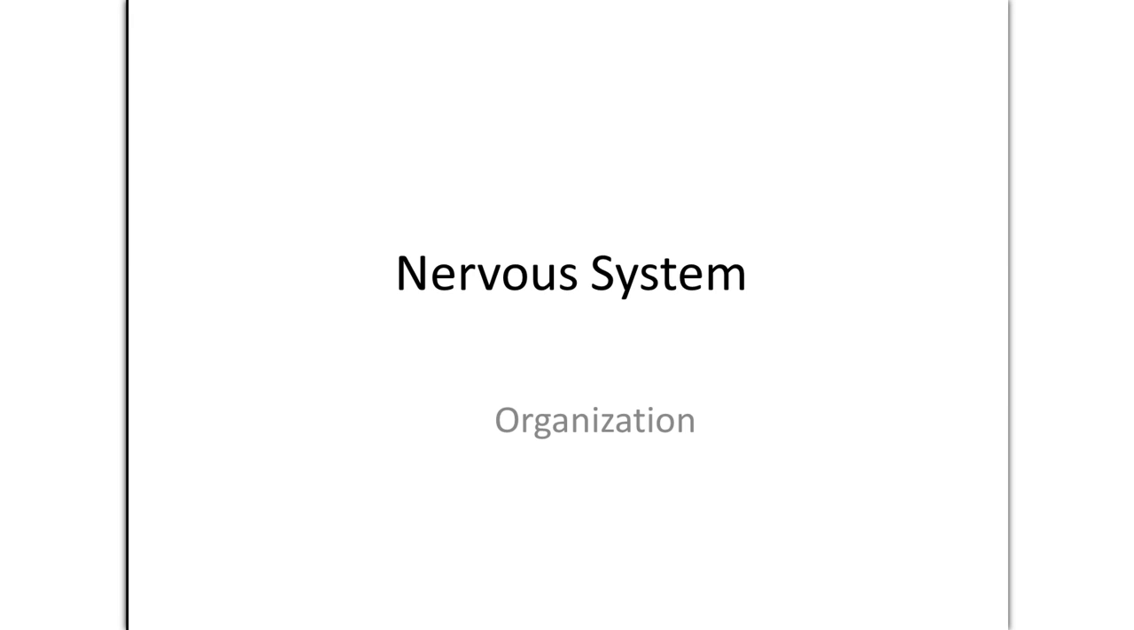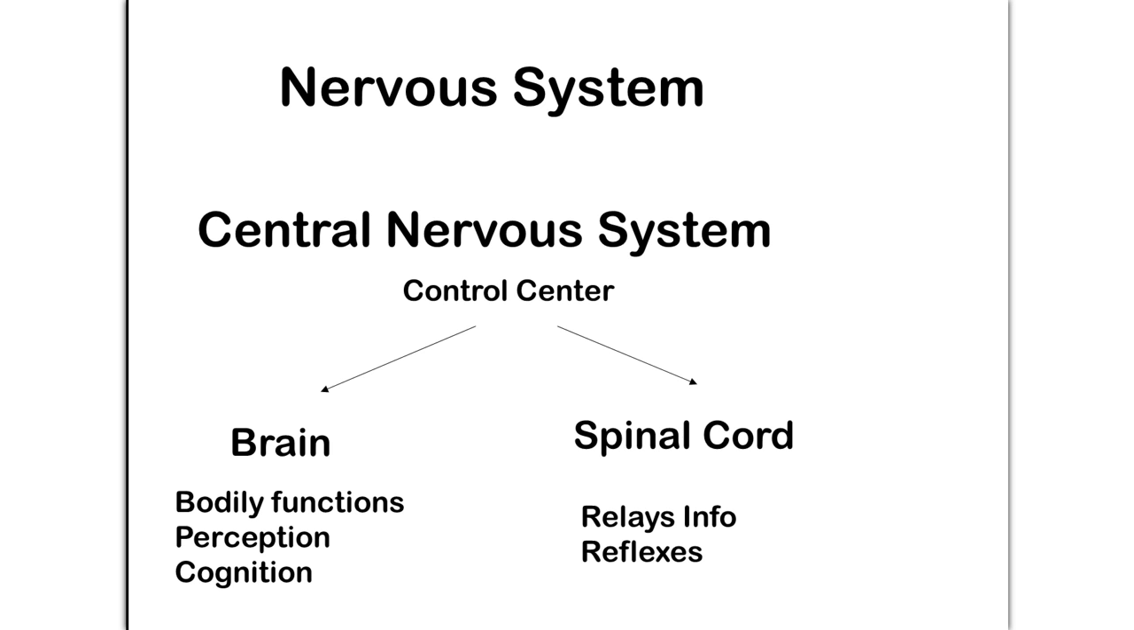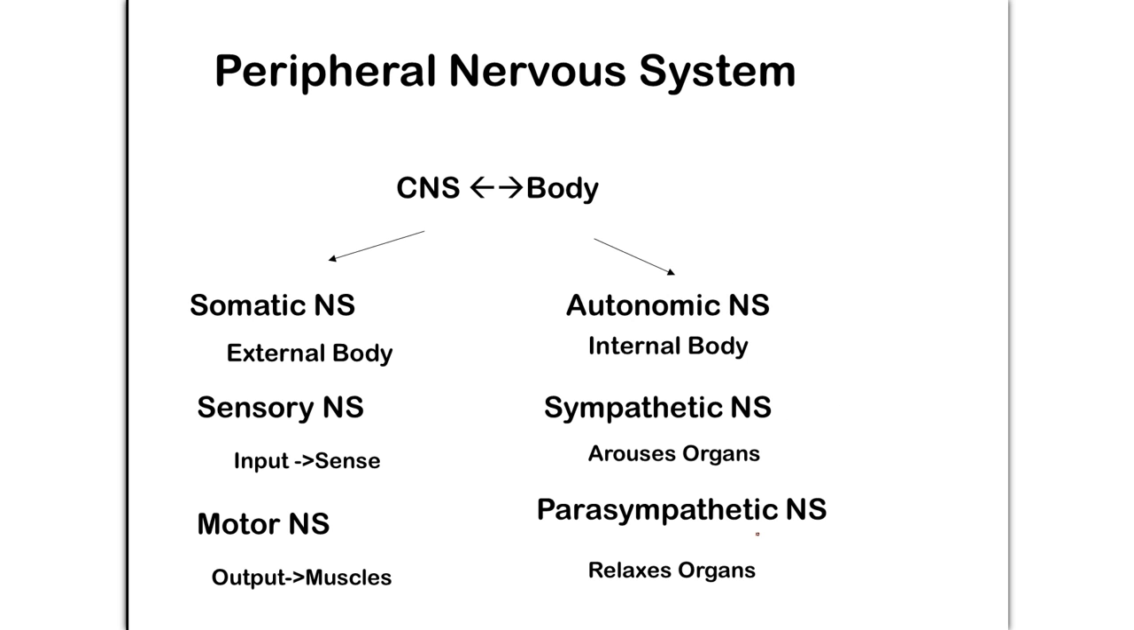Hello, today we're going to be starting a neural system, and specifically the organization of the general nervous system. All right, we're going to start out here with the nervous system. We have the central nervous system, right, which has a control center that we split into two parts. We have the brain, which we just studied, bodily functions, perceptions, cognition, and we have the spinal cord that relays information and does a special case known as reflexes.